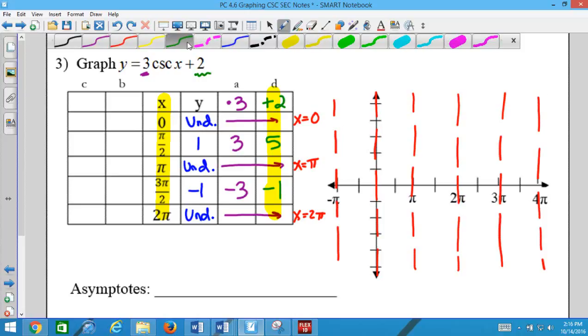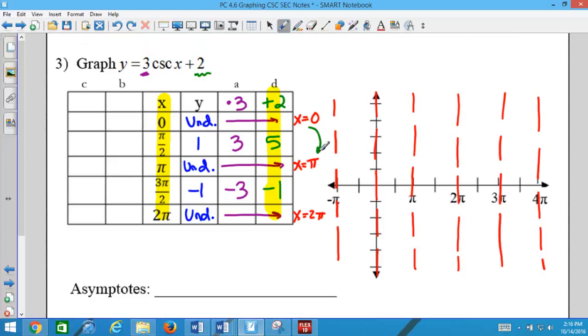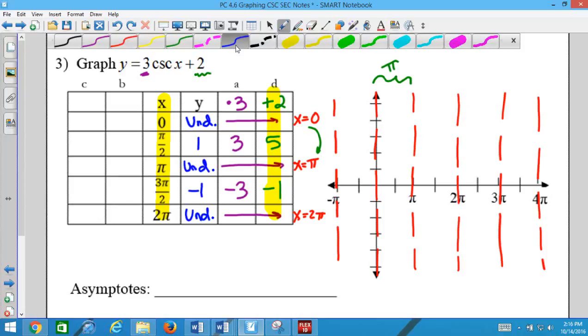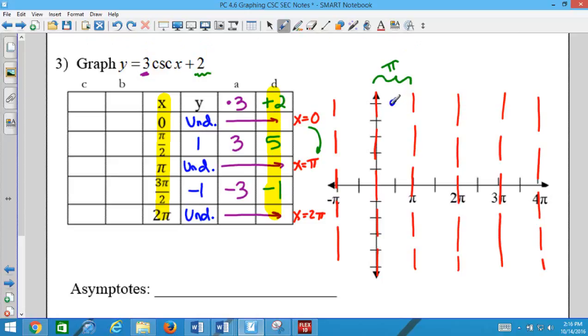While I'm graphing those, I'm thinking about how far apart these asymptotes are. From there to there, we've got a spacing of pi. That's how far apart my asymptotes are. We also have our ordered pairs. So pi over 2 is 5. At 3 pi over 2, it's negative 3. And these are going to go away from each other. So I'm going to follow my pattern now.